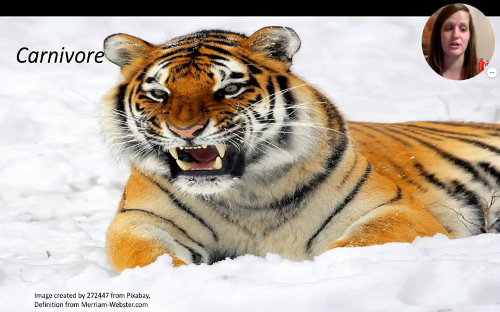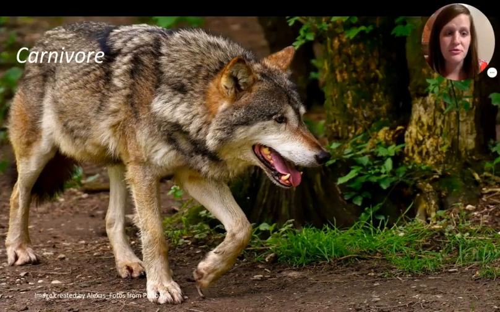A carnivore, on the other hand, is an animal such as a dog, fox, crocodile, or shark that feeds primarily or exclusively on animal matter. Notice the tiger's teeth. They need this type of teeth in order to eat the meat. Another example of a carnivore is a wolf. Here, this carnivore appears to be hunting for his next meal.